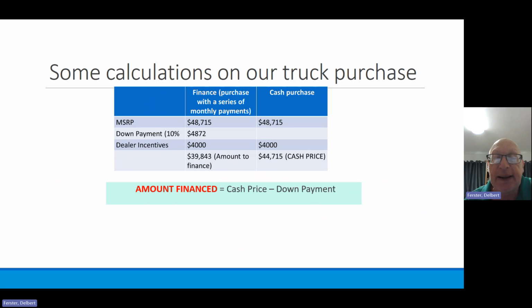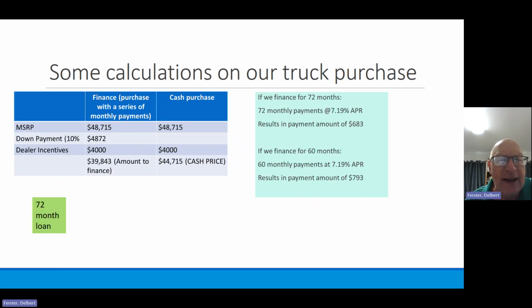We're going to finance the cash price, take away the down payment, and again, if there's an incentive, we'll knock that off as well. So the cash price would be 44,715. Taking away the down payment gets us to 39,843, as previously mentioned. So that's the amount that we will finance to drive that truck out on a series of payments. Okay, 72-month loan. Let's talk about it. It's $683 every month for each of those 72 months.